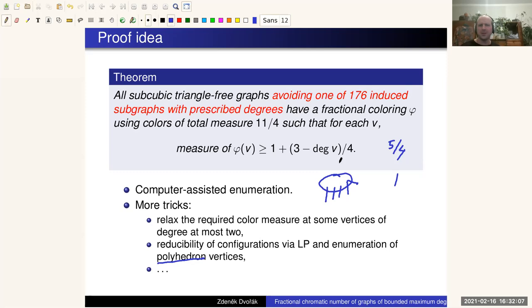And basically we think that we would be able to manage, like we needed to deal with configurations with, I guess, 5 edges sticking out. We probably would be able to deal with those with 6 edges sticking out. But I think we would be really pushing it if we needed to deal with larger configurations. Okay, so these are a couple of things for the proof to give you some idea how it goes.